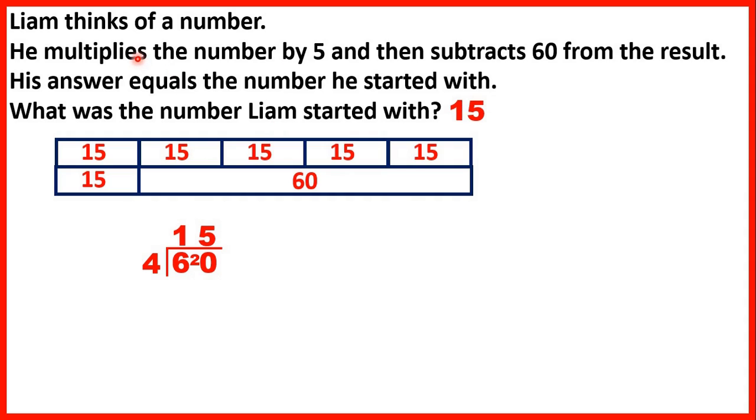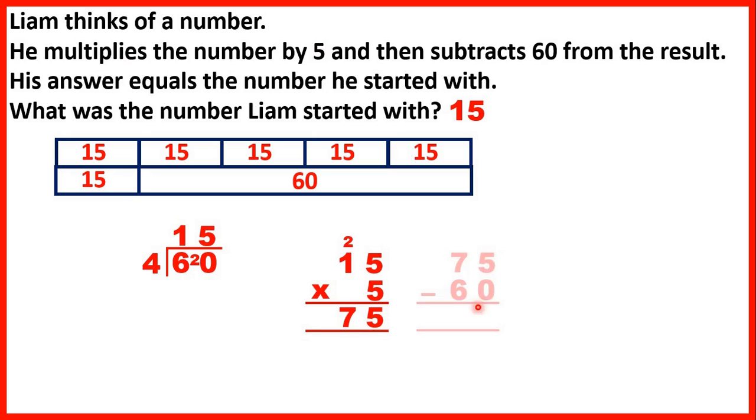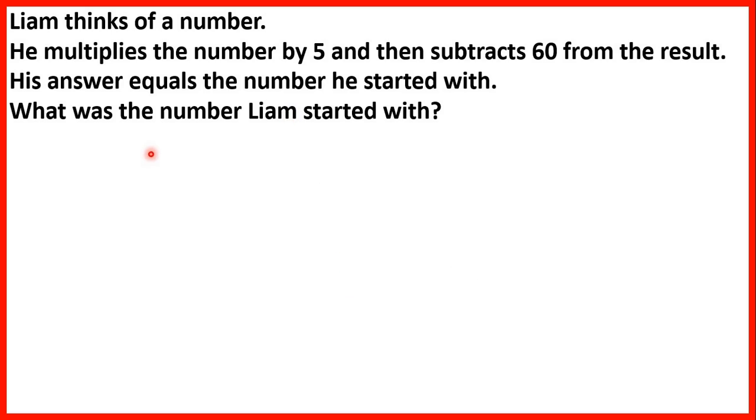And we can check that it works because we can multiply 15 by 5. That gives us 75. And then when we subtract 60 from 75, we get back to 15, so back to the number that we start with. We could also use trial and improvement. So we can pick a number almost at random.